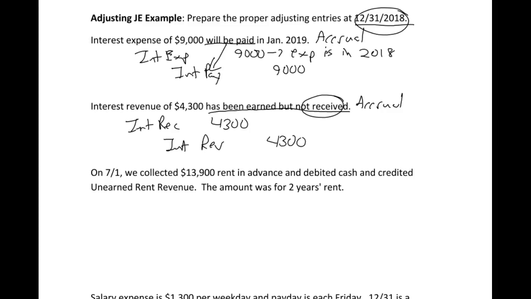Once again, this revenue has been earned, as it says, so we want this revenue in 2018. On our 2018 income statement, we want to reflect that revenue relates to 2018. And when we see "not received," it makes sense that we have a receivable in our journal entry. All right, so let's keep moving along here.